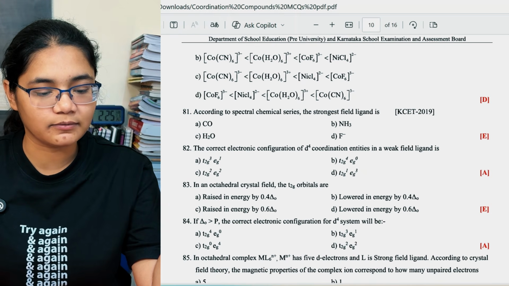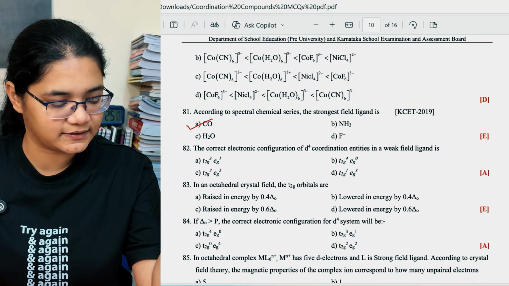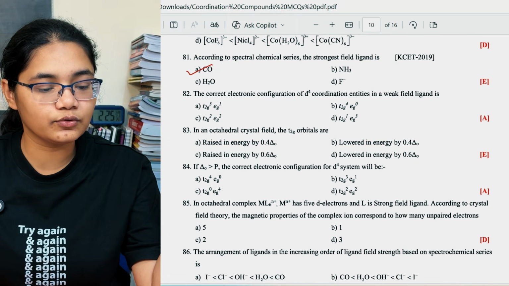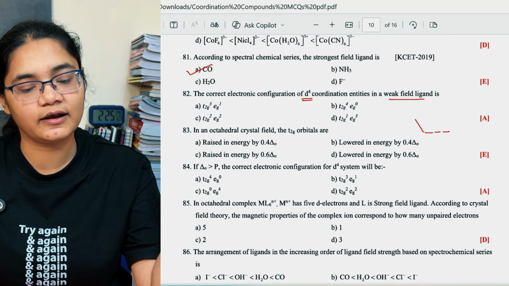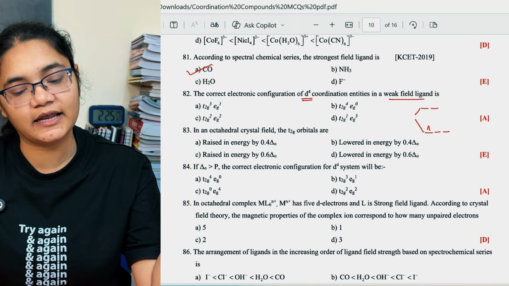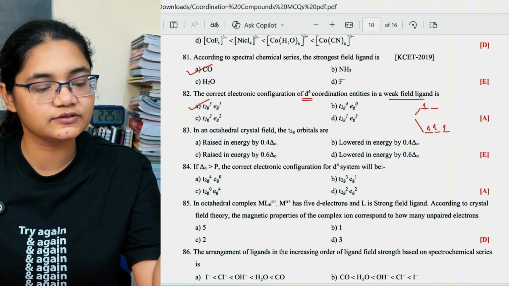According to the spectrochemical series, the strongest ligand here is CO. Question 81 is A. Next is 82, the correct electronic configuration of d4 in a weak field ligand. If you have this configuration, d4 means energy is very less, so the electron can easily go here. So t2g3 eg1, that is option number A.